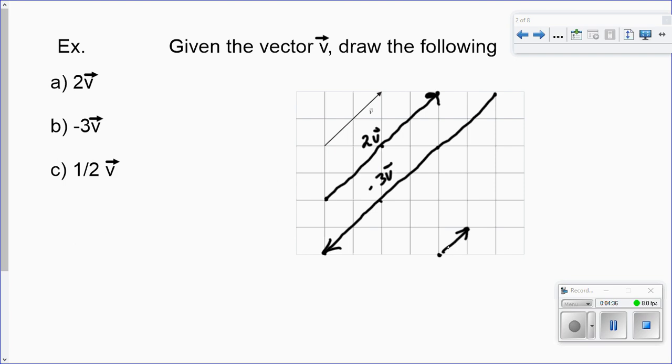Same direction, but half the size. So that's the important factor. It doesn't change the direction, unless it's negative, of course, and then it just reverses the direction. But all vectors that are scalar multiples of one another are still parallel, and it just changes the magnitude, or the size, of the vector.